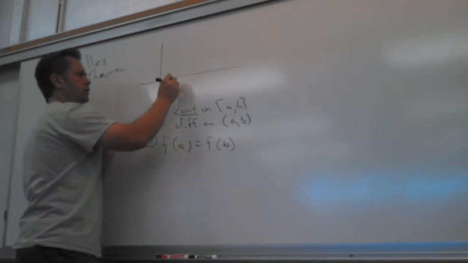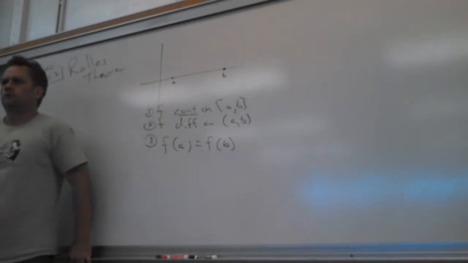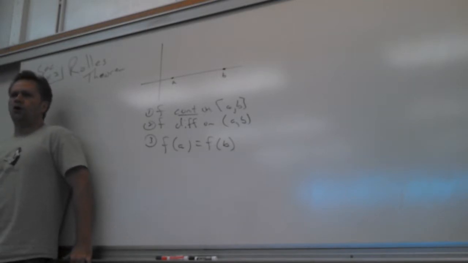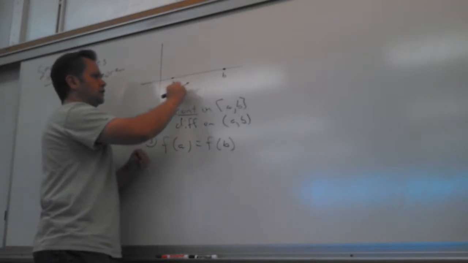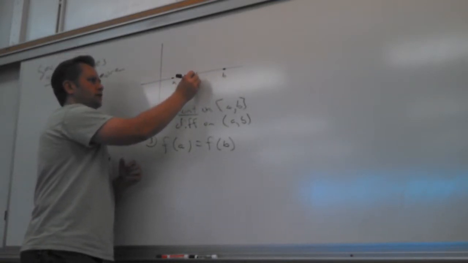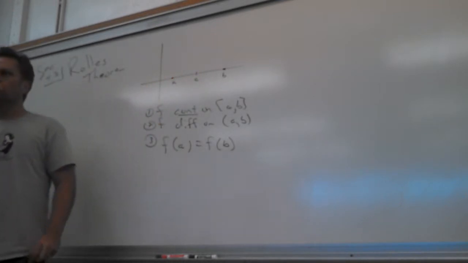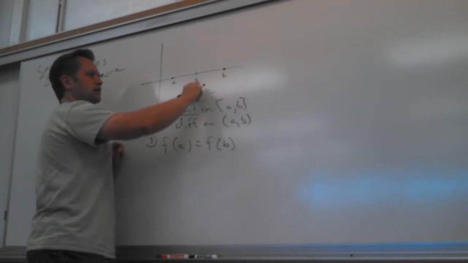And if I happen to know that the endpoints have the same outputs, it's almost kind of silly to think that this couldn't be true. I mean, this is like an obvious thing. Hopefully this is obvious. If these two have the same value, then there is at least one point c somewhere in there where the slope from a to b is the same as the slope at c.